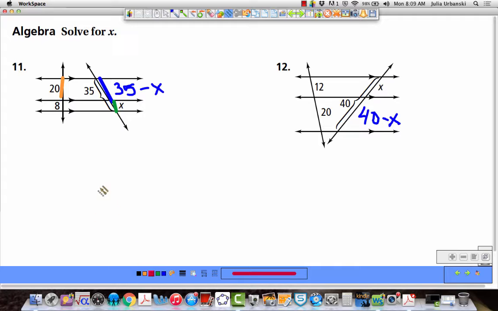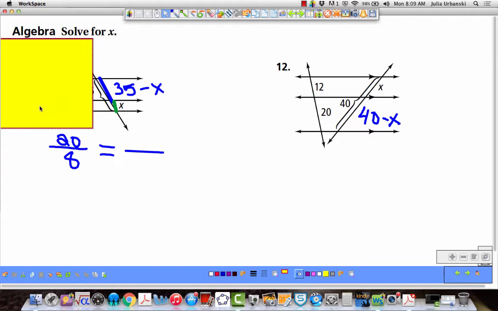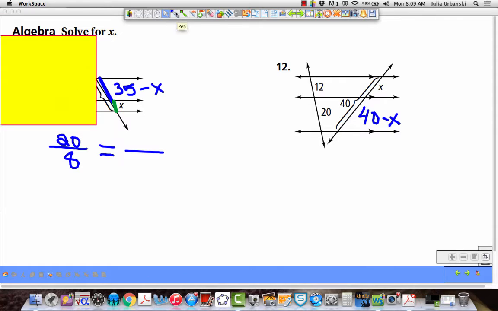So let's make the fraction out of that. What's the first fraction going to be? Yep. And what's the other fraction going to be? Over.